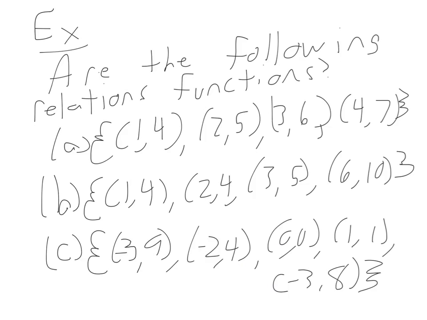Alright, let's see if the following relations are functions. If you look at A, the points (1, 4), (2, 5), (3, 6), and (4, 7), usually to tell if the relations are functions in ordered pairs, you look to see if the x value repeats. If it does not repeat, then that means, yes, it is a function. The reason being is that if the x value did repeat, then that means the x value would map to two different y values.